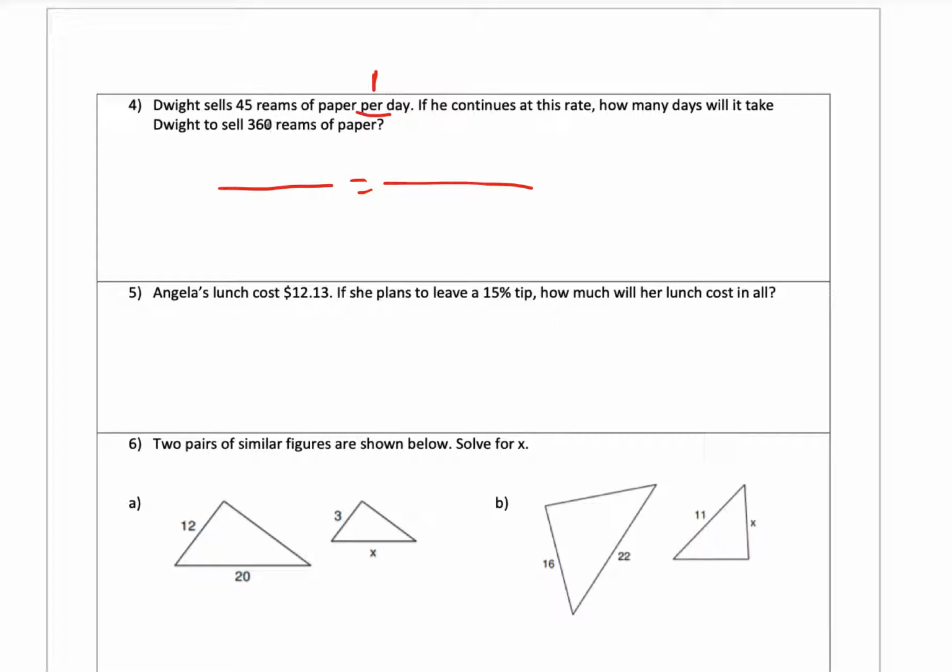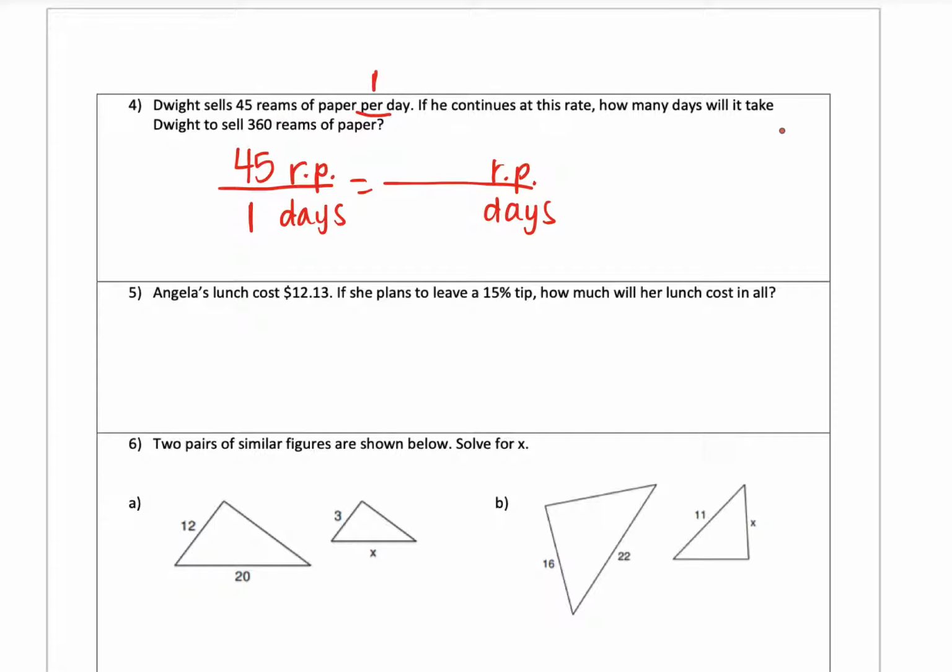Our units this time are reams of paper, so I'm just going to do RP for reams of paper, and then days. Whatever we put on top on this side, we have to put on the other side on top. And days will go on the bottom again. We can go through and find our numbers it gives us. So 45 reams of paper goes on top. And that's per day, so 1 day goes with that.